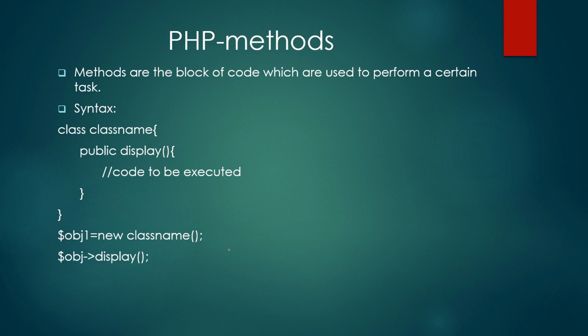Now let's learn about methods. Methods in object-oriented programming are blocks of code which are used to perform a certain task. Now methods, in easy language, are called functions.